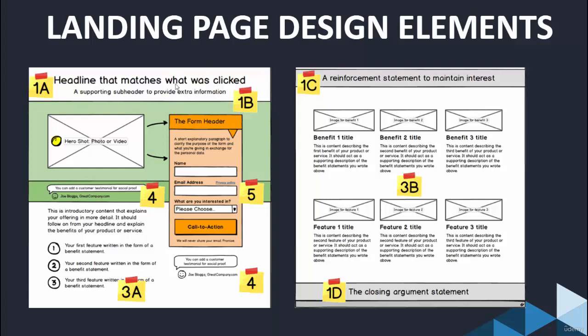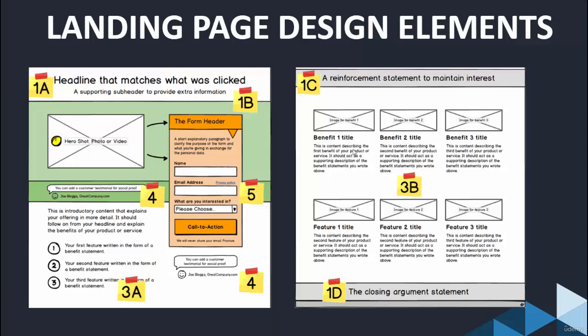So here's the headline, here's the supporting headline, here's the hero shot, and then you have the form header. This is where they're putting in their information, a nice big call to action button there, and then you have some social proof here. Then you tell them a little bit about what this is in more detail, some benefits right here, and then another social proof testimonial right here as well. Now, this is essentially above the fold, this first page, and this is below the fold.